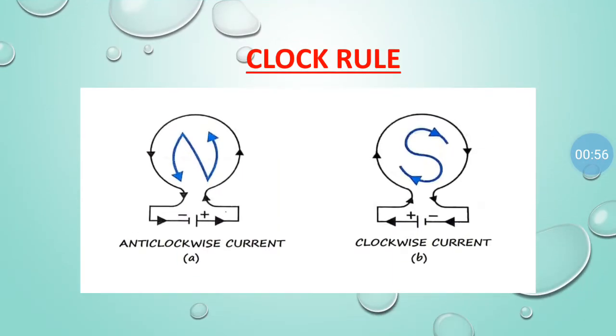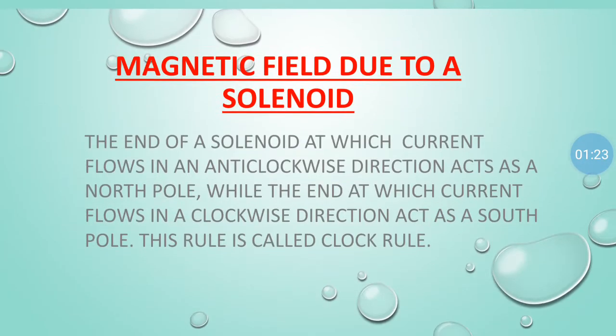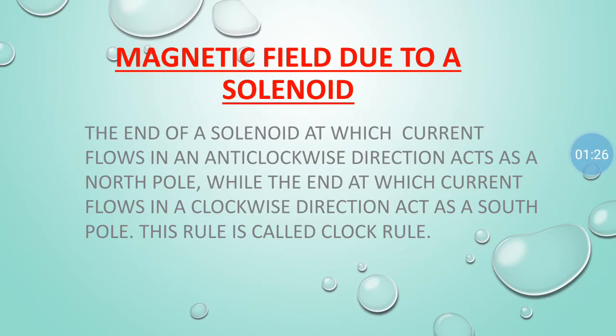Now next topic is magnetic field due to a solenoid. Before we explain the magnetic field due to a solenoid, first you should know about the clock rule. The end of a solenoid at which current flows in an anti-clockwise direction acts as a north pole, while the end at which the current flows in a clockwise direction acts as a south pole. This rule is called the clock rule.